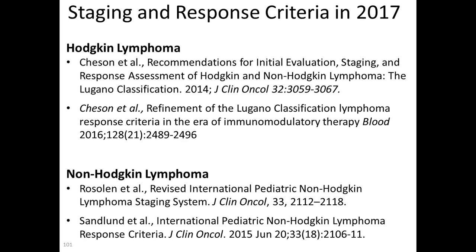The Chesson reference talks about using the 5-point PET-based scale. The Chesson 2016 has updated that to take into account the use of checkpoint inhibitors and the fact that when you turn your immune system on to fight a Hodgkin lymphoma, if you do a PET scan too quickly, you actually see more inflammation rather than less. That's called pseudoprogression. So this takes into account that. This is too new for the test. And in the non-Hodgkin lymphoma, there's some revised international pediatric NHL staging system and some new response criteria.